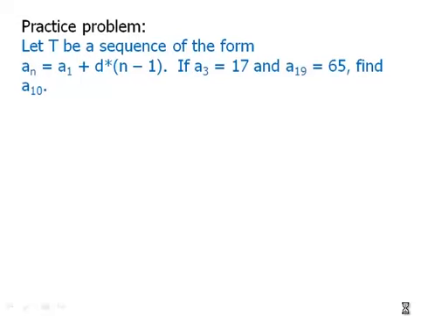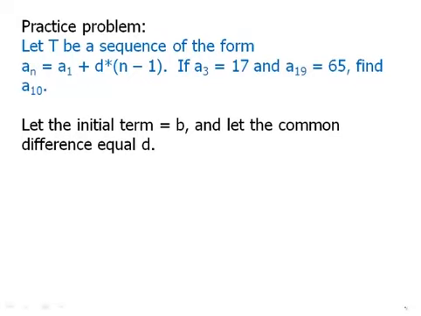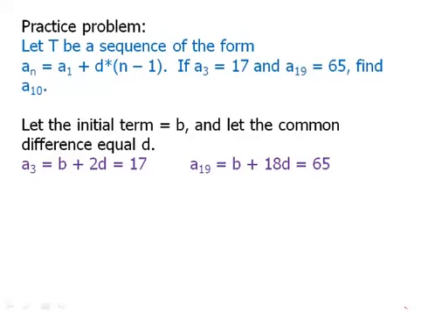Well, think about it this way. Let the initial term equal b and let the common difference equal d. Well, then certainly it's true that a sub 3 would be b plus 2d, and that's 17. The 19th term would be b plus 18d, and that equals 65. And what we have here are 2 equations with 2 unknowns. And in fact, it's very easy to solve.